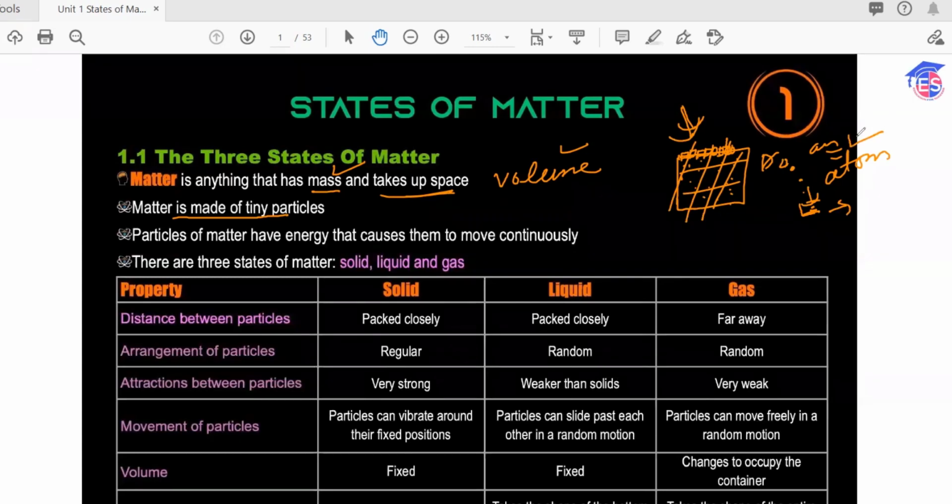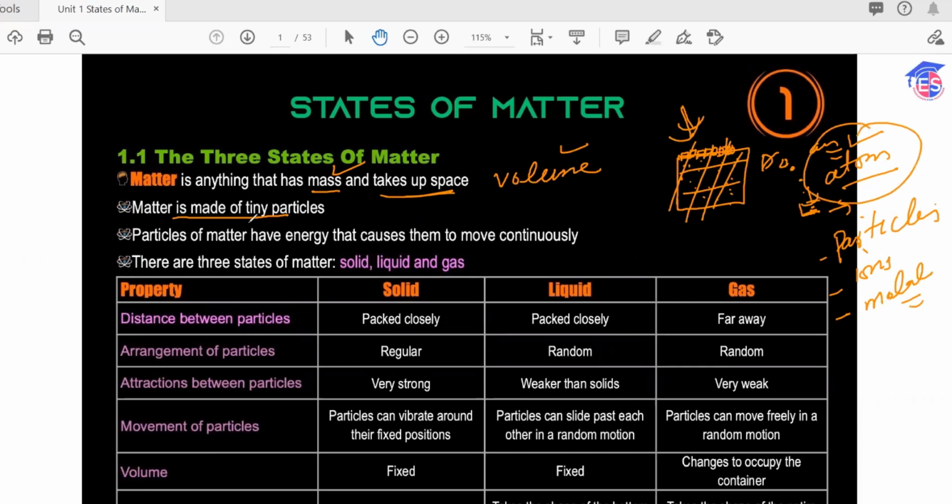Sometimes they use the word atom, sometimes they use the word particles, sometimes ions, sometimes molecule. So now we'll talk about the atom. Matter is made of very tiny particles, and those particles are made of atoms.